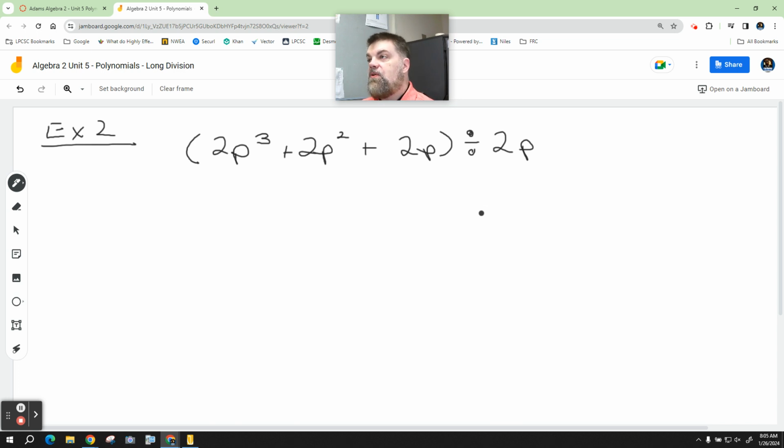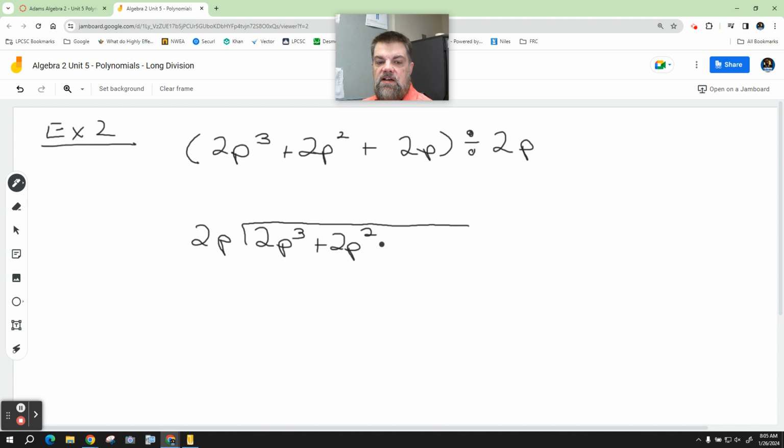Now I'm choosing a very easy and simple problem because honestly you could probably do this without long division. But sometimes I like to choose a simple problem and let you do the long division so you feel comfortable doing it. So remember that 2p is the divisor, and that's going into 2p cubed plus 2p squared plus 2p. And you'd be amazed at how many kids will struggle with this last term. They'll say 0 or, anyways, let's just crank through it.